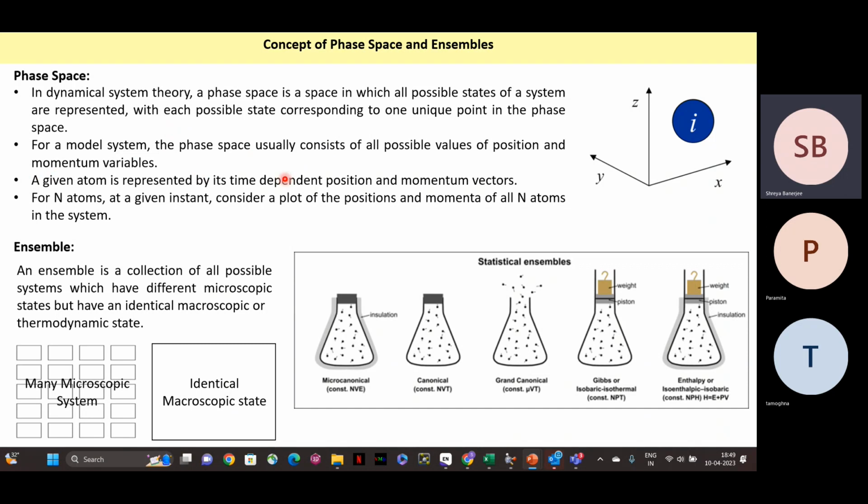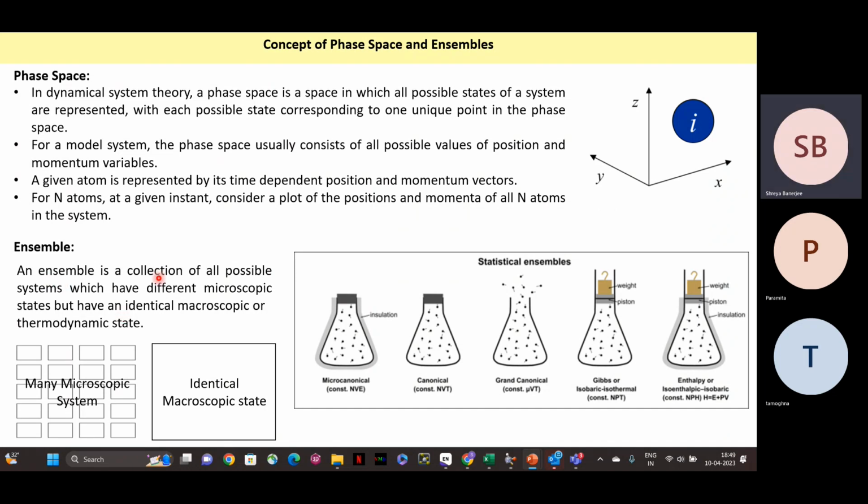A given atom is represented by its time-dependent position and momentum vectors. For n atoms at a given instant, if you consider a plot of all the positions and all the momentums, then that will be the phase space. So phase space is basically a space which gives you an idea of all the position and momentum variables of all the atoms at a particular time in the system.